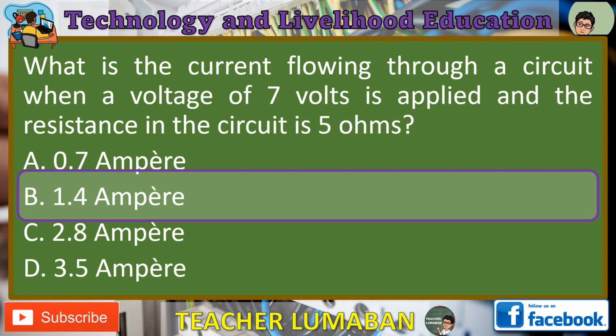In this case, the voltage is given as 7 volts and the resistance is given as 5 ohms. Plugging these values into the formula, we get I equals 7 volts over 5 ohms equals 1.4 ampere.